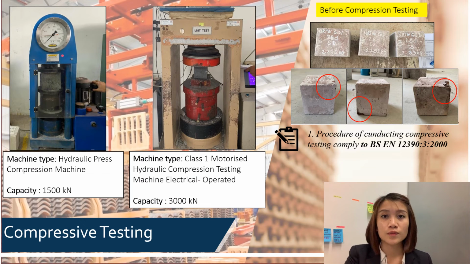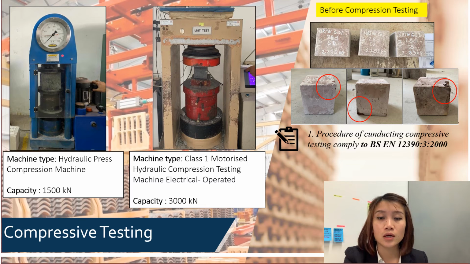Last but not least, studying the new green concrete based on unglazed roof tile waste as a fine aggregate is done by conducting a compressive strength test on the concrete cube at 7, 14 and 28 days. Compressive strength testing was conducted on 2 different types of machines. The first is a hydraulic press compression machine, located at Poli Melaka, and the second is a class 1 motorized hydraulic compression machine, located at CAS Consultants Sdn Bhd in Cheng.